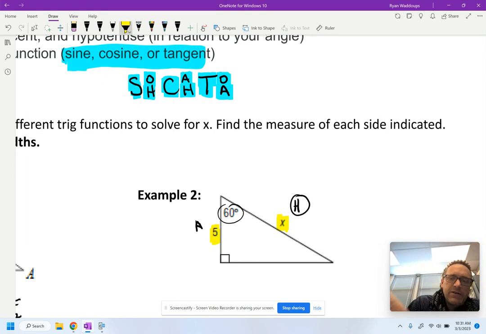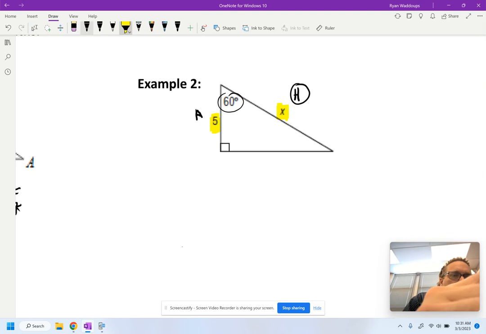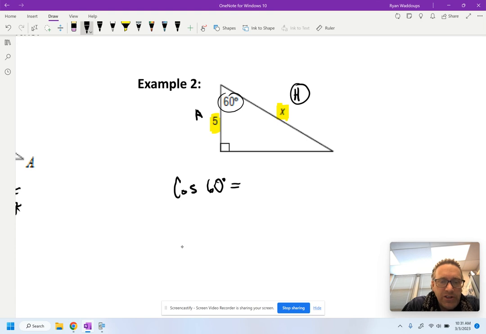So I've got A and H. And I say to myself, A and H, that's the C, or the cosine. And so I can set up my equation with the cosine of 60 degrees is equal to A over H. So CAH TOA. So it's 5 over x.